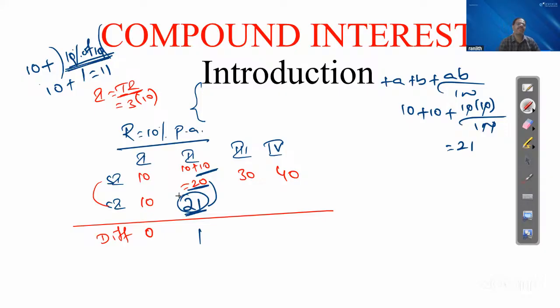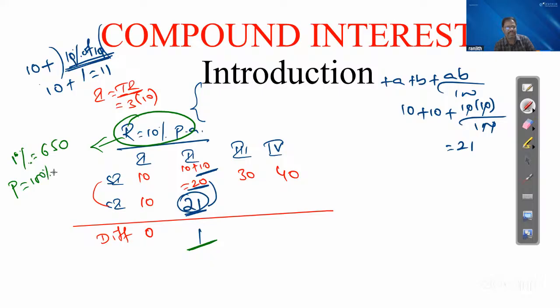So here the question will be: the difference between SI and CI at 10 percent per annum for 2 years is equal to 650. What is the difference between SI and CI at 10 percent for 2 years? Here 1 percent equals 650. Then principal equals 100 percent. What is the 100 percent? 650 into 100 will be equal to 65,000. So we can find it out like this.